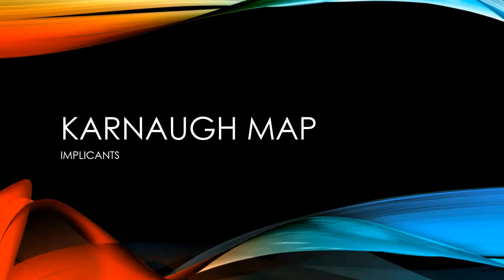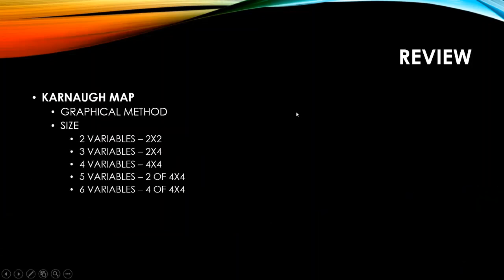Let us continue our discussion about kernel mapping. In our last video lecture, we discussed what a kernel map is. Based on our discussion, it is another way of simplifying our Boolean equation, and it is a graphical method that utilizes a matrix, wherein we plot our product term or sum term in that matrix.